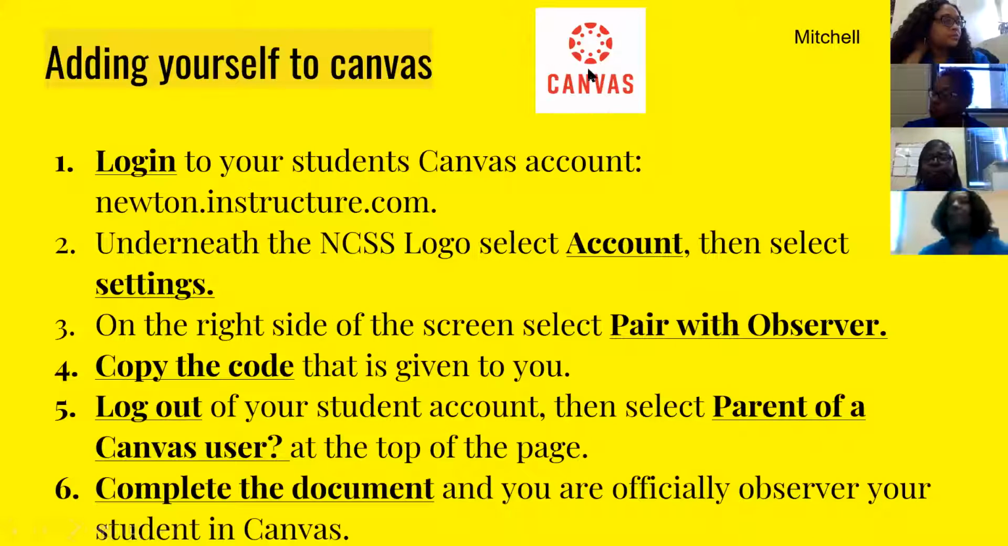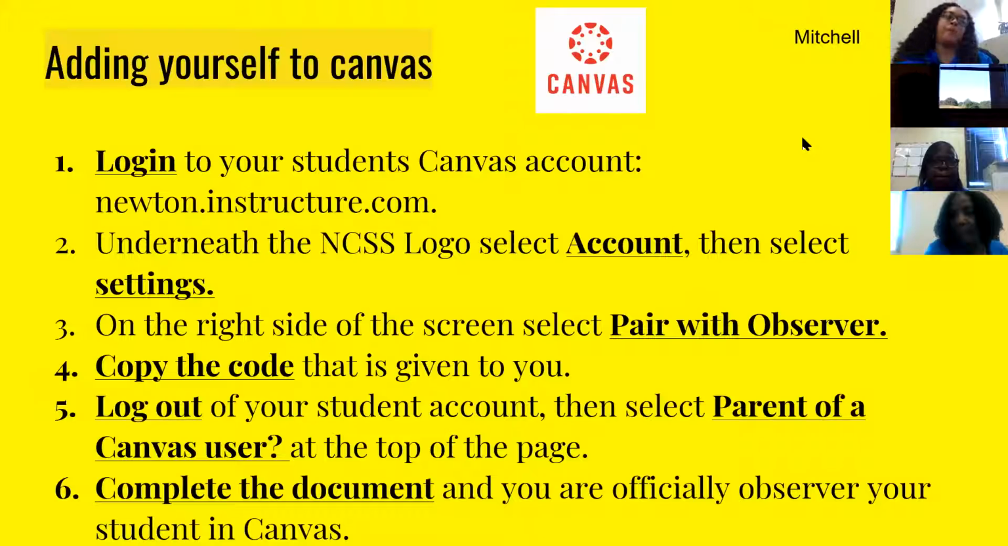Adding yourself to Canvas. Log into your student Canvas account, newton.instructure.com. Underneath the NCSS logo, select Account, and then select Settings. On the right side of the screen, select Pair with Observer. Copy the code that is given to you, log out of your student account, and then select Parent of a Canvas User at the top of the page. Complete the document, and you are officially observing your student in Canvas.